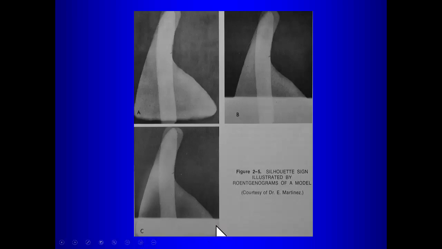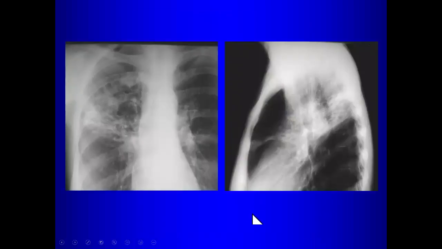So this principle of the silhouette sign can help us to localize consolidations to different parts of the lungs, depending on what parts of the mediastinal anatomy are obscured by the consolidation. So this patient has a pneumonia. And what side is the pneumonia on? Yeah, so this pneumonia is on the right side. So you can see it here. This line going across, what does this line represent? Minor fissure. Yeah, so that's the minor fissure, okay? So the pneumonia is in what lobe then?